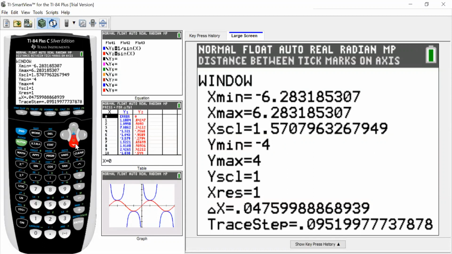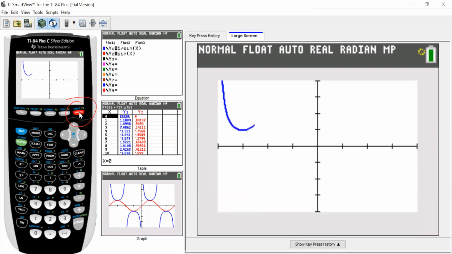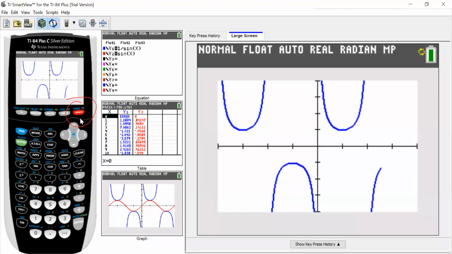Okay, so make sure you have your calculator set like this. And then we can go ahead and hit the graph button, which is right here. When we do that, we get the blue there, that would be the cosecant function. And then the red there, that is the sine function.